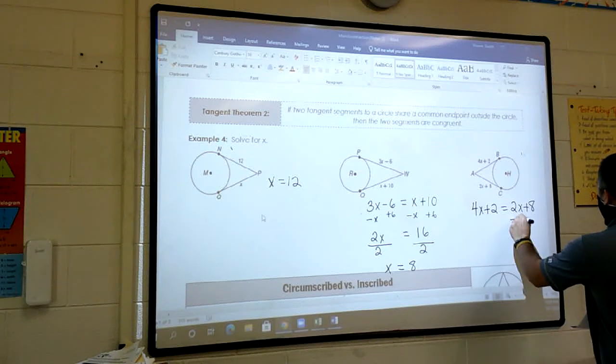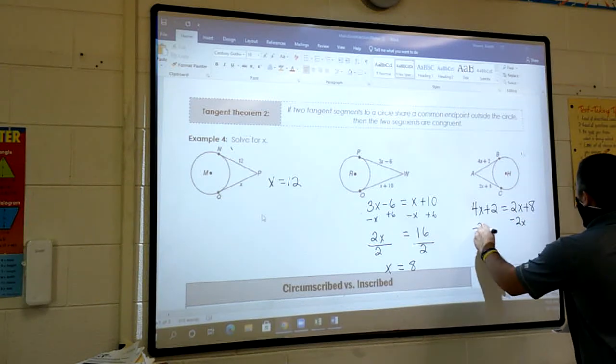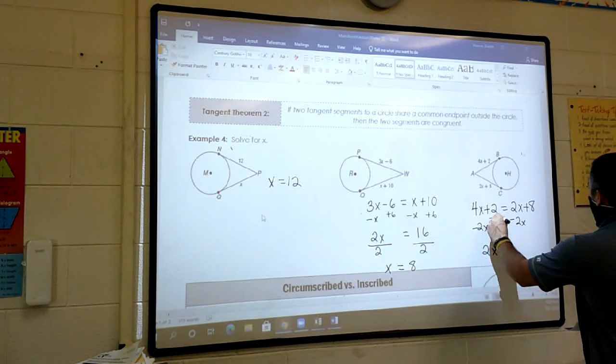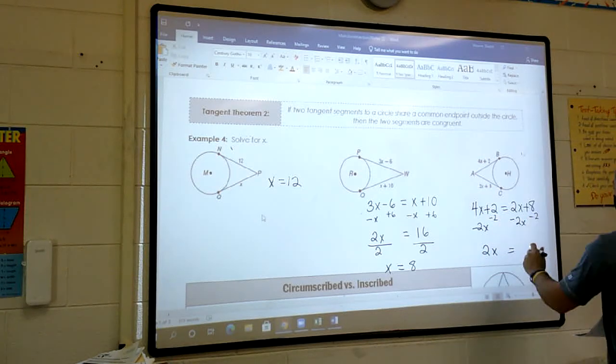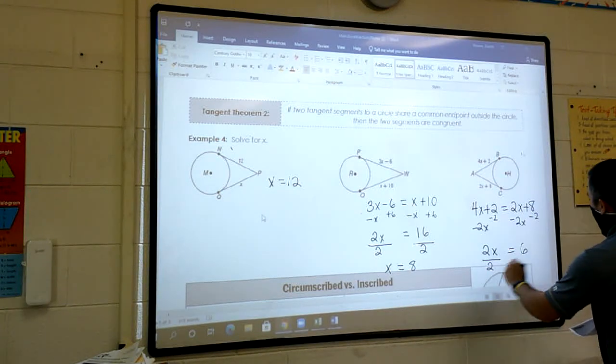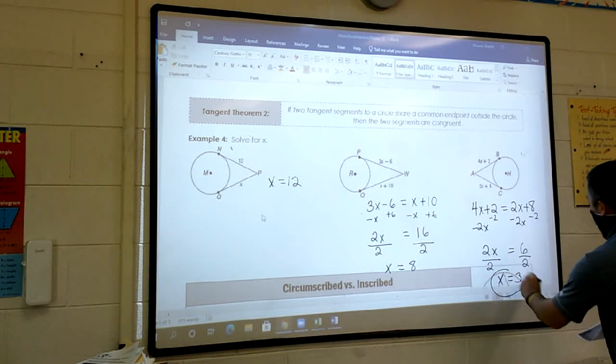So I subtract the 2x. So 4x minus 2x is 2x. And then I'm going to subtract the 2. And 8 minus 2 is 6. So I end up with 2x equals 6. And so x equals what? 3. So x equals 3.